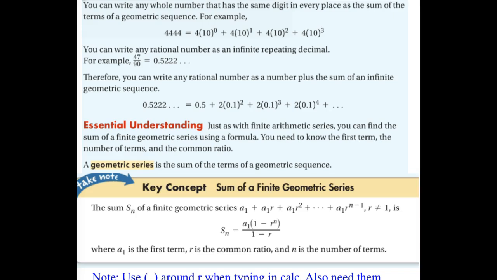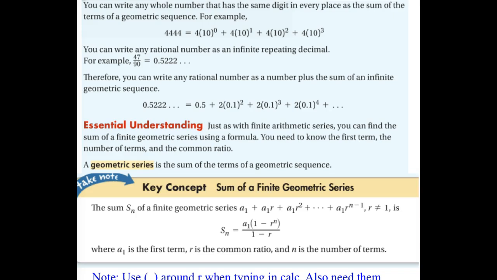All right, it says you can write any whole number that has the same digit in every place as the sum of the terms of a geometric sequence. For example, if we look at the number 4,444, every digit's a 4.